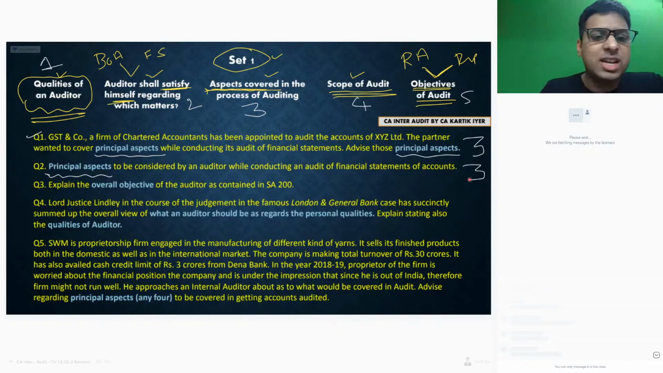Okay, the answer is overall objectives. That is basically answer number 5. Okay, next is Lord Justice Lindley, in the course of the judgment in the famous London and General Bank case, has summed up the overall view of what an auditor should be as regards the personal qualities. Explain, stating also the qualities of auditor. Can you tell me what is the answer here?